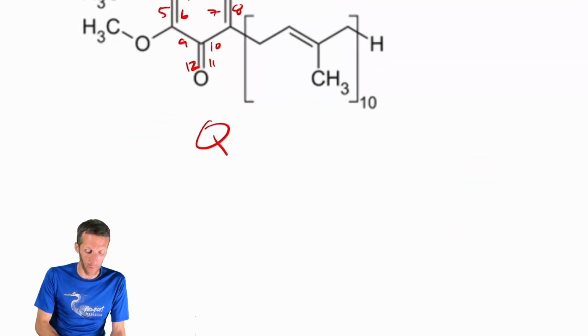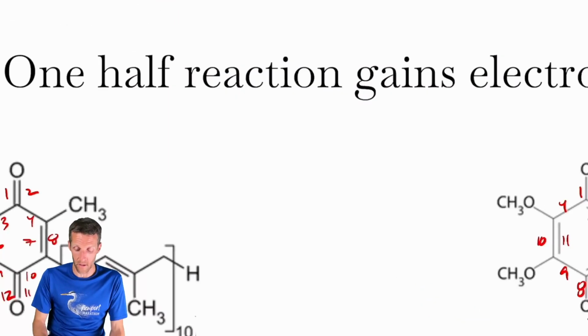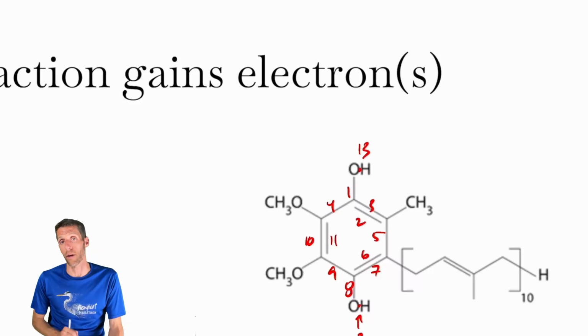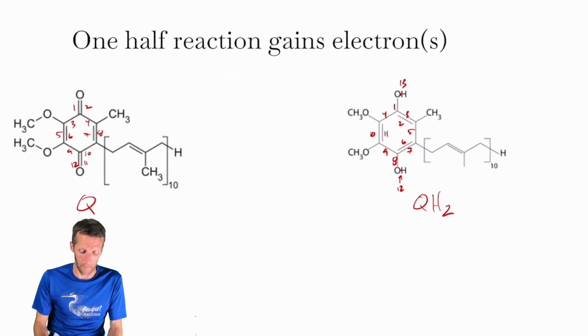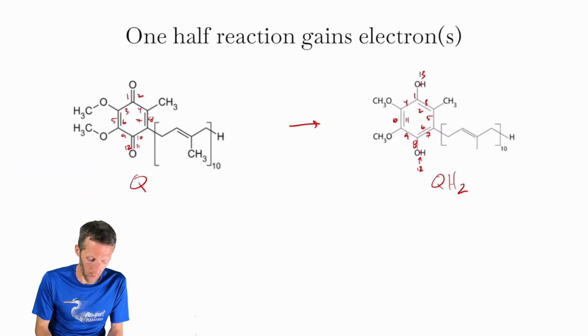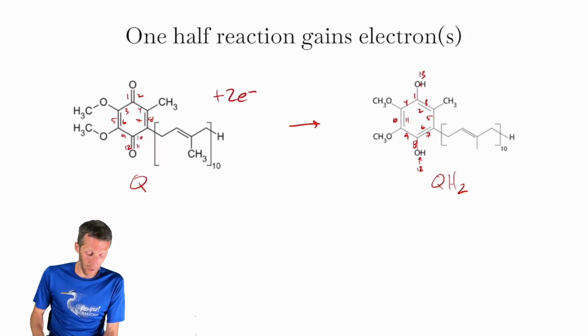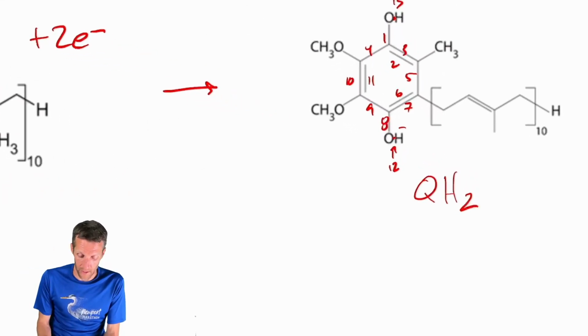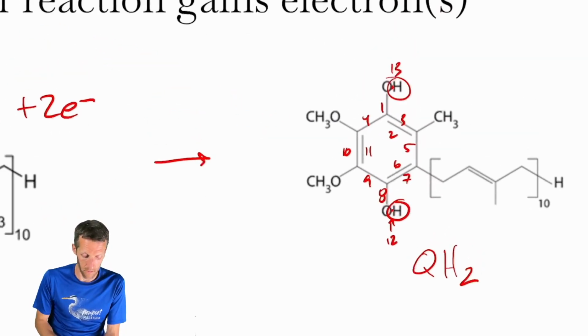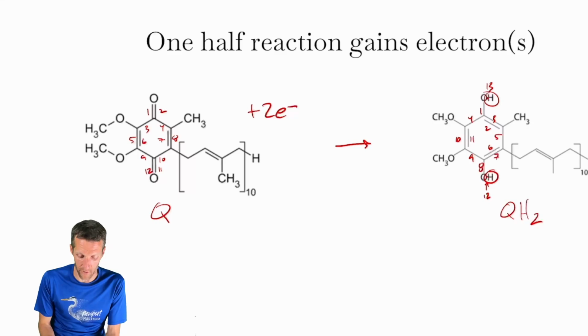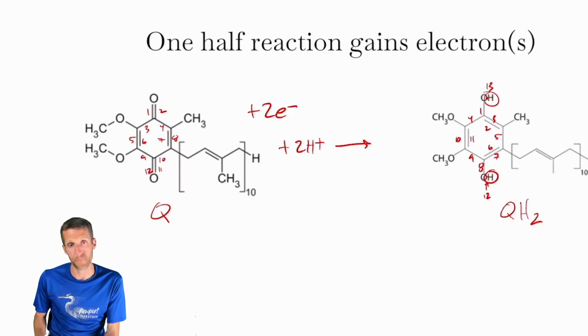So we have gone from 12 electron pairs on the left to 13 electron pairs on the right, which means to balance this reaction, we have to add 2 electrons over here. And we also, if you just go through and look at it, we gained 2 protons right here and here. So to balance the reaction, we have to do 2e- plus 2H+.